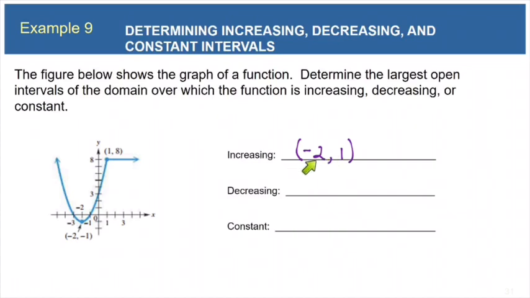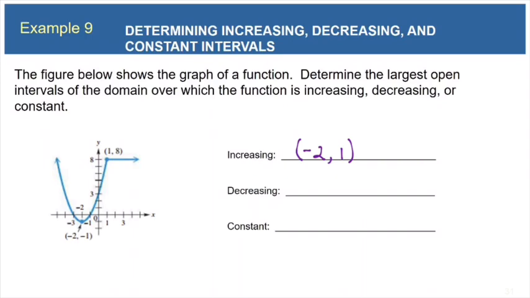Remember, when you say where a function is increasing, decreasing, or constant, we always describe that as part of the domain. So these are x values. The increasing tells us that the y values are getting bigger, but the x values tell us where along the graph the y values are getting bigger.